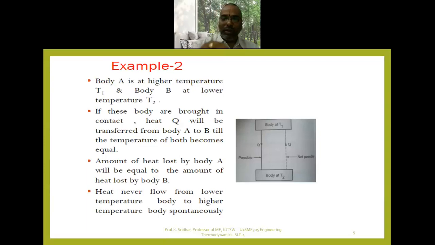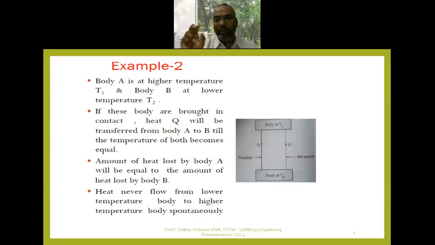So the heat is dissipating from the evaporator to the condenser, that is, from the lower temperature body to the higher temperature body, the heat is transferring. How is it possible? We are giving some amount of electrical input, that is, a work input in the form of electrical input.